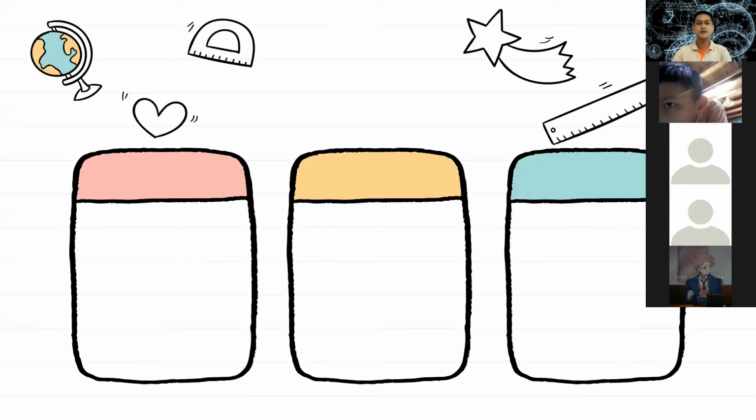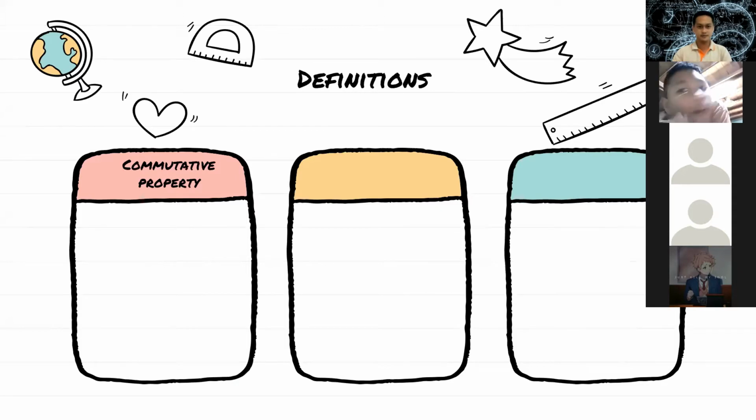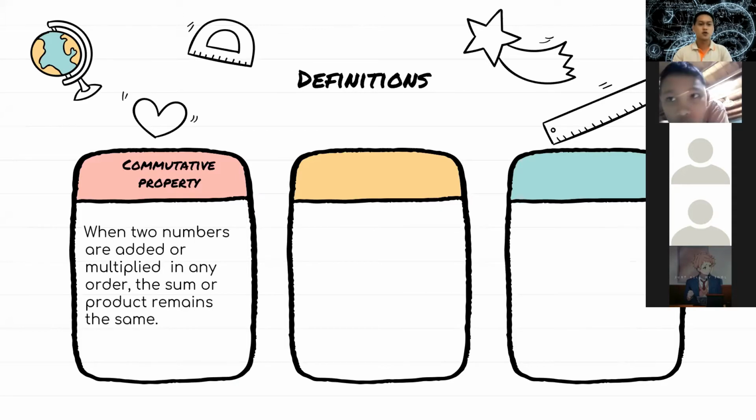So here are the definitions of these properties of numbers. The first one is commutative property. What does it mean? When two numbers are added or multiplied in any order, the sum or product remains the same. Do you understand this sentence? Yes. If your background is too noisy, can you please mute your microphone?